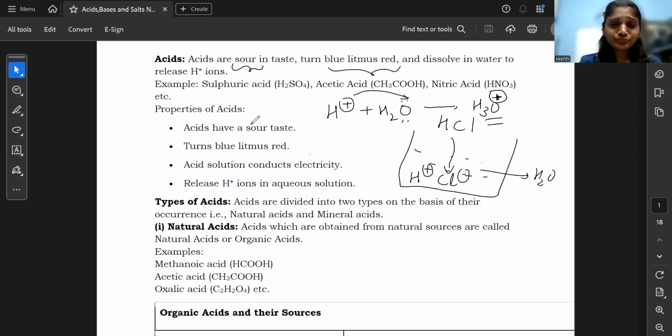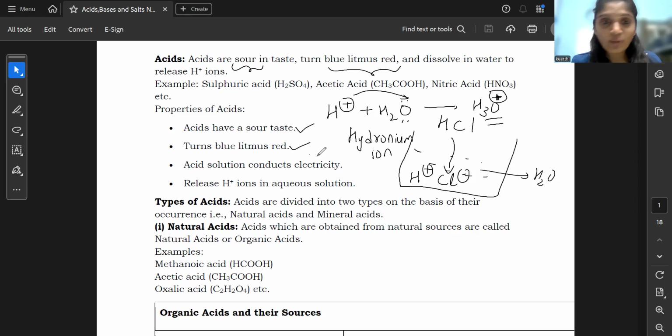Clear with this? Now you understood that acids dissolve in water to release H plus ions, and I told you about the fate of H plus ions also. When you put acid in water, they form hydronium ions. See that the positive charge is on oxygen. H3O plus is called hydronium ion. If you want the spelling, it is hydronium ion. Now, if you go with the properties of acids, as I told you, acids have a sour taste.